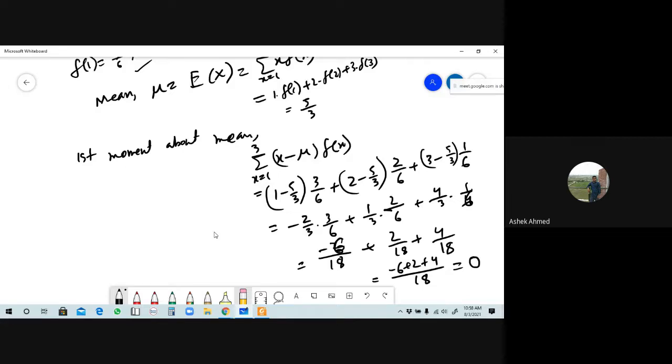So this is a formula. You have to remember that the first moment about mean is always 0. Okay, first moment about mean will always be 0. Understand?